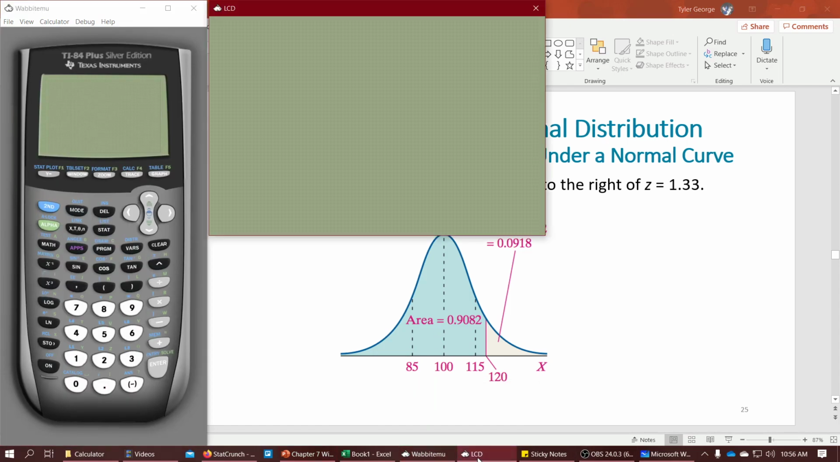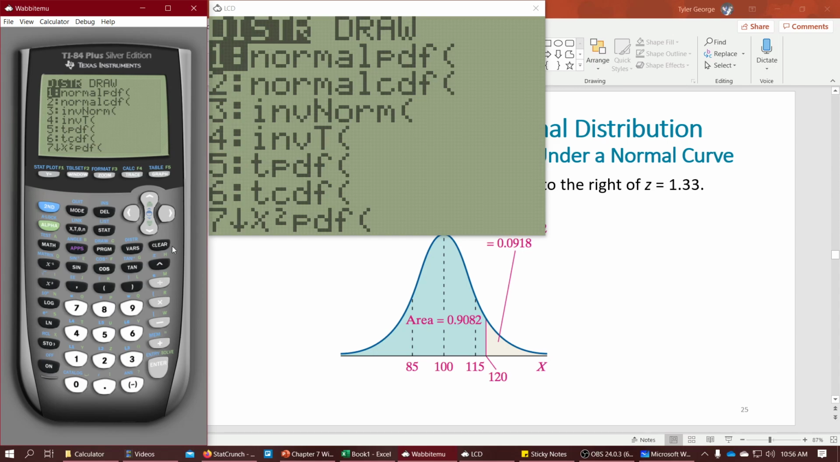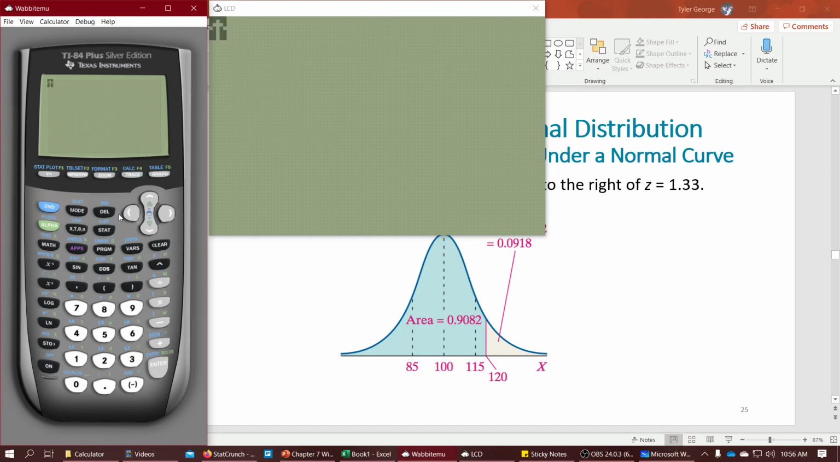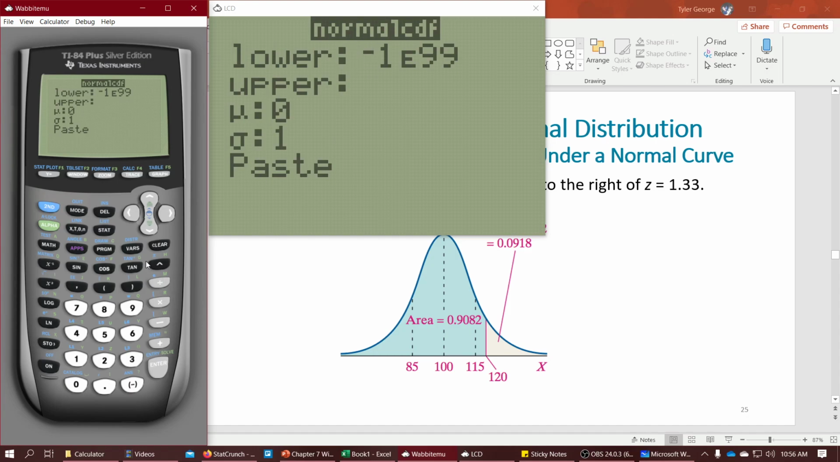Okay, so here I'm going to pull up the calculator. I'm going to turn my calculator on. All right, so here I'm going to go to distributions, so second variables, and I'm going to go down to, or actually don't have to go very far. We're looking for normal PDF, and did I do that right? I did that wrong. So we want normal CDF. And notice it has a lower and upper bound.